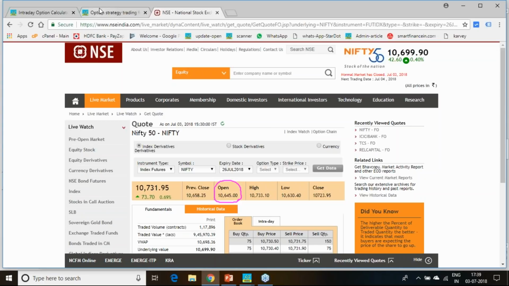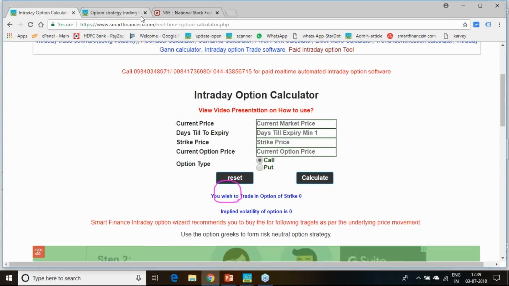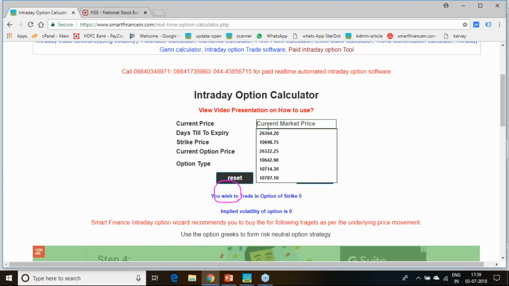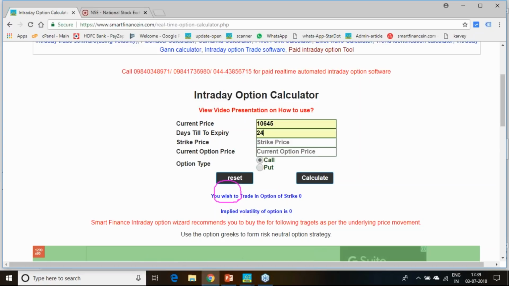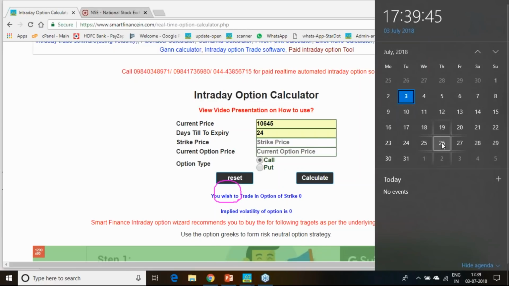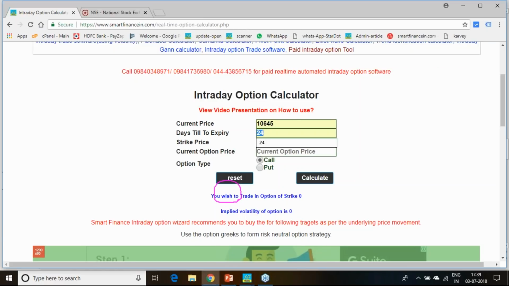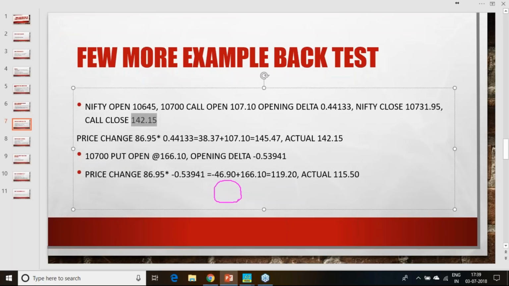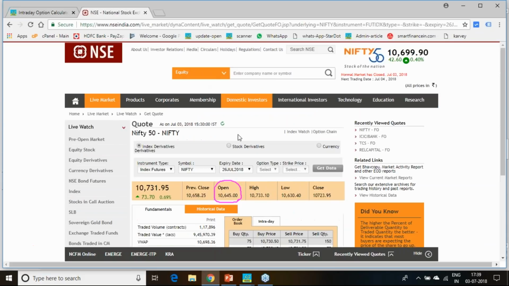So I took this options calculator and I'm going to feed the same values here. 10,645 I opened. I have 23 days left till expiry. So 23 days you can take. And the 10,700 call option, at what price it has opened, that is also very important for us.